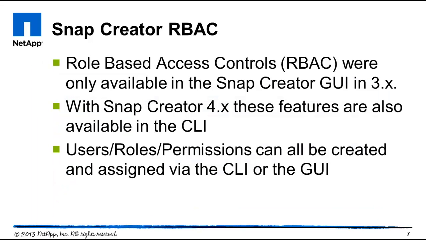Snap Creator role-based access control has also been updated for Snap Creator 4. In version 3, RBAC was only available as part of the Snap Creator GUI. But in Snap Creator 4, this has been integrated into the core server code. So RBAC is available in the CLI as well as the GUI. And roles, users, and permissions can all be created or assigned using either the CLI or the GUI.